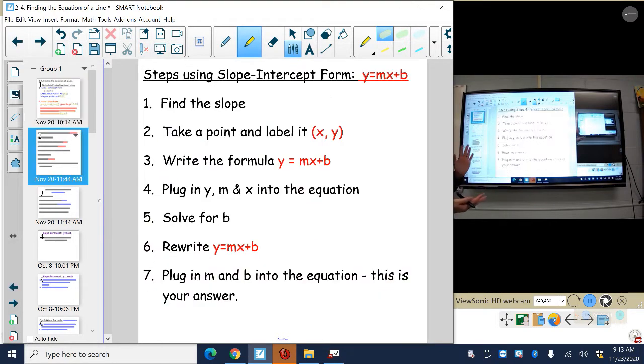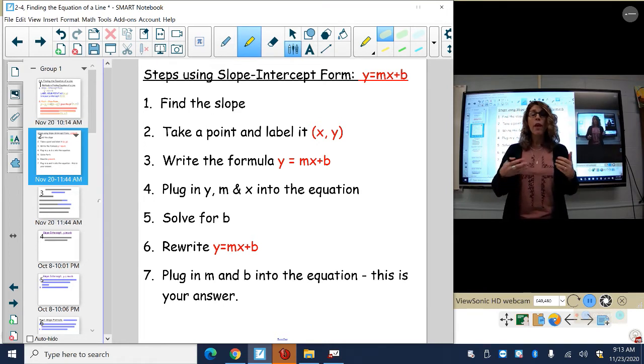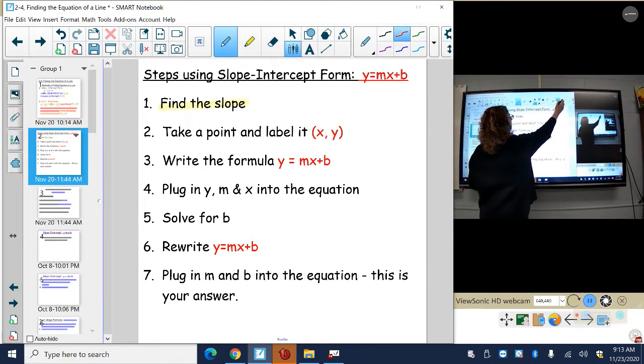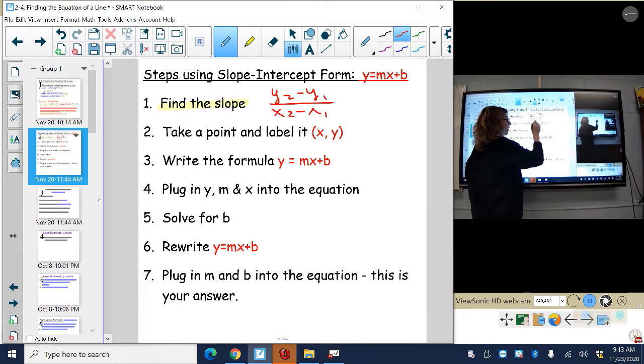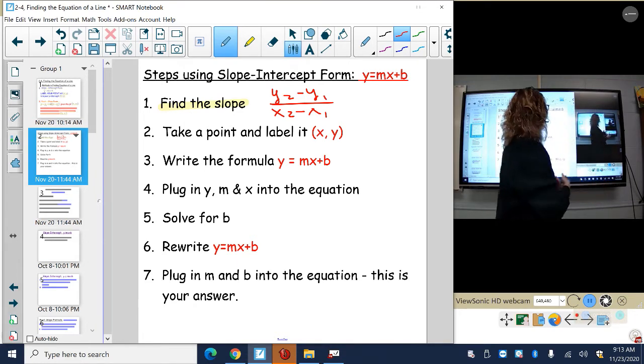Now how do we go about this? Now when we use the first equation, y equals mx plus b, you are going to be having these steps. So step 1, you're going to find the slope. So whenever you find the slope, you are going to be utilizing the formula y2 minus y1 over x2 minus x1, if it is not given. If it is given, then you're okay. We don't have to worry about it, okay?